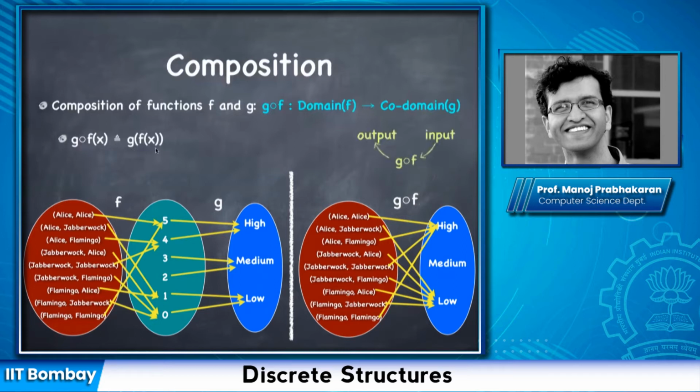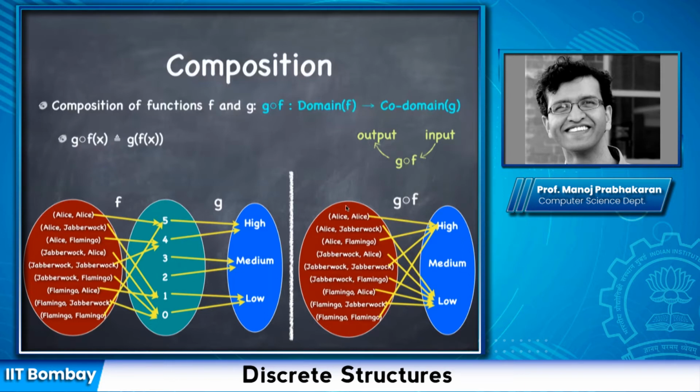Sometimes this convention of whether you write it as g of f or f of g can be a little variable across different sources. For us, you should read this as g of f. This is easy to remember: g of f of x. The input x is applied at the right end of this notation. So f is applied to x, and whatever comes out, you apply g to it, and that's the output.